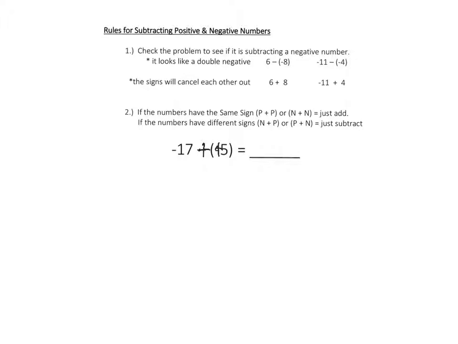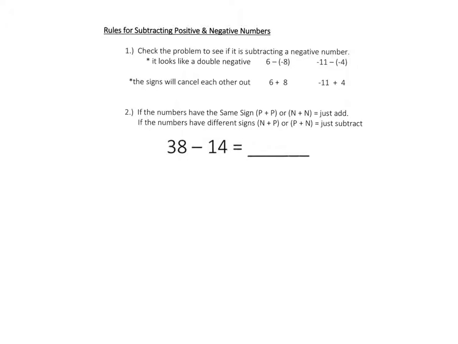Again, I always like to set up my problems vertically. So we get 7 minus 5 gives us 2. 1 minus 0 gives us 1. Okay, now is our bigger number positive or negative? Well, we see that negative 17 is bigger, so our answer has to be negative 12.